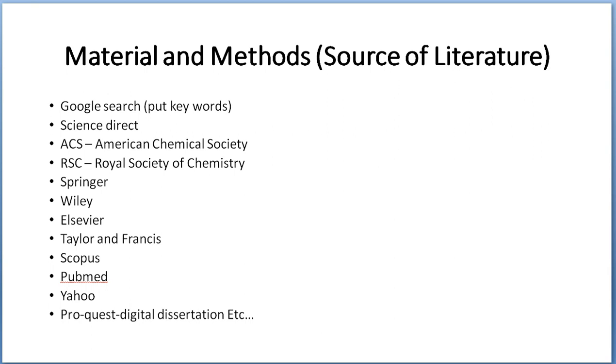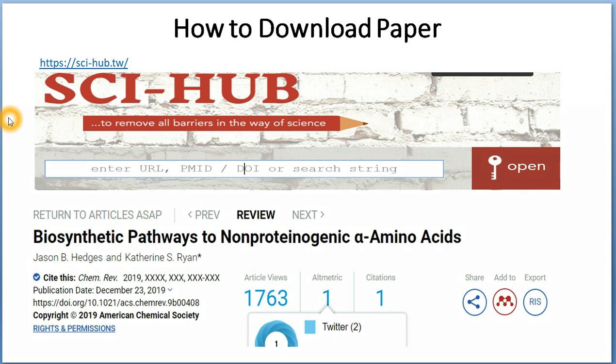For example, in material and method we can write that we searched papers through Google search, ScienceDirect, ACS (American Chemical Society), RSC (Royal Society of Chemistry), Springer, Wiley, Elsevier, Taylor and Francis, Scopus, PubMed, Yahoo. These are the main search engines all around the world for scientific data. So you can go through all these search engines to gather the information. All these together form your material and method.